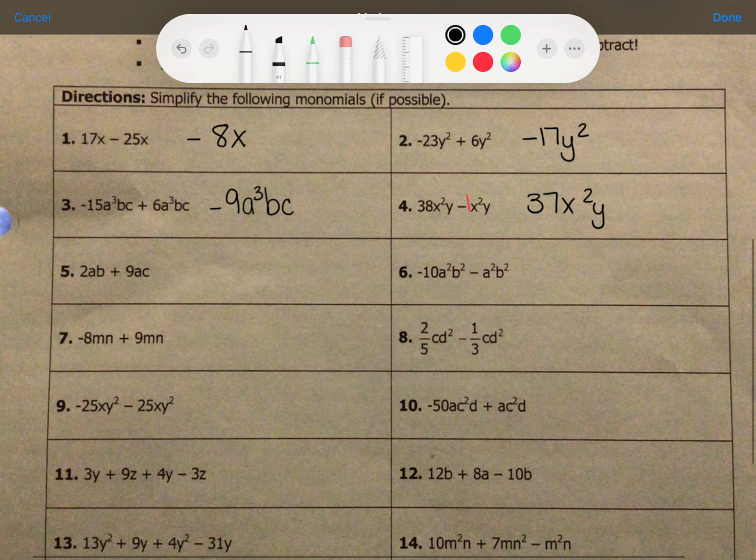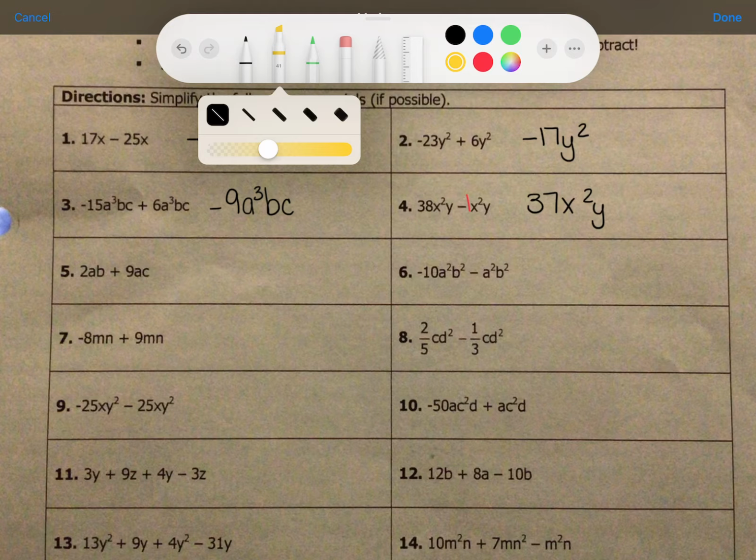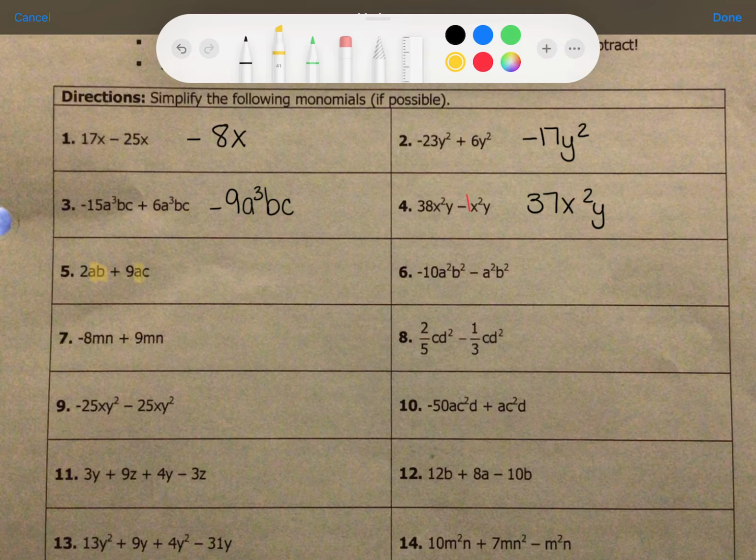If you take a look at number 5, I have a 2ab and a 9ac. So if you notice, these letters are not the same. The a is the same, but the combination of letters must both match. So I can't do anything here, so I would leave it just like it is, and I cannot combine it. So that would be my answer.